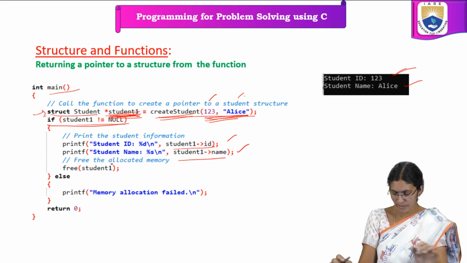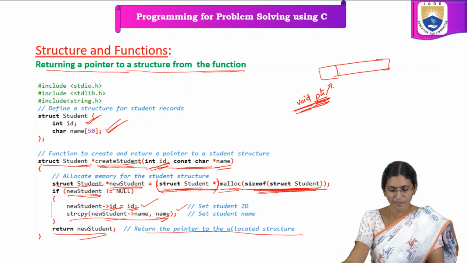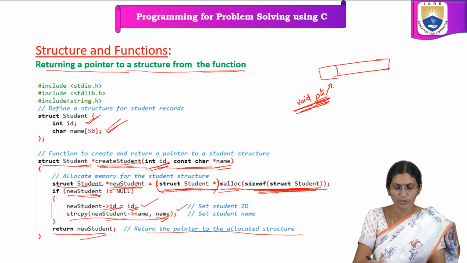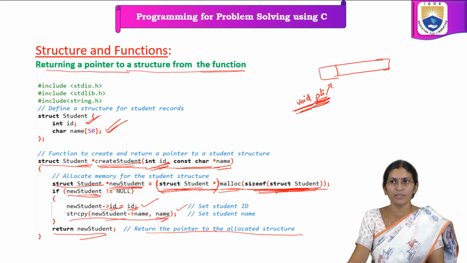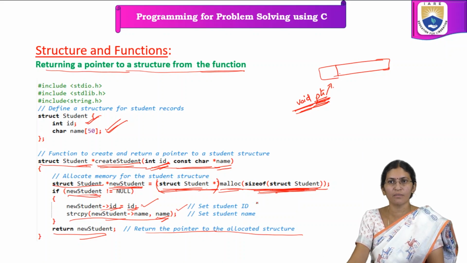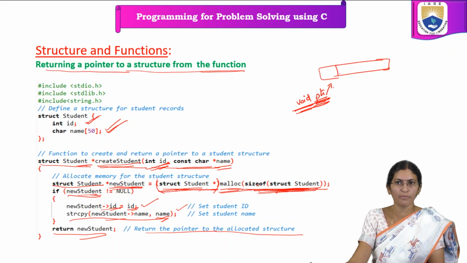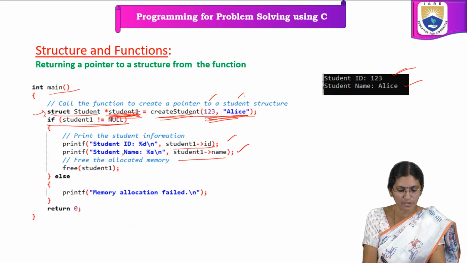So here we have used the malloc function in order to allocate the memory for the pointer variable new student, which is pointing to a data type of struct student. Therefore we need to free the memory. This memory is allocated in the heap. So in the heap segment, this memory is allocated for this data type. So we need to free the memory, and in order to free the memory, we have to use this function free.